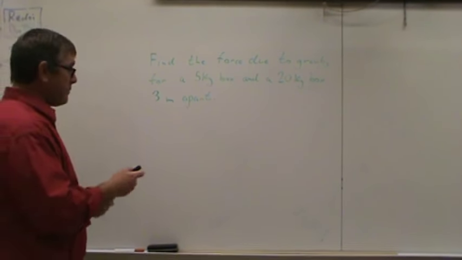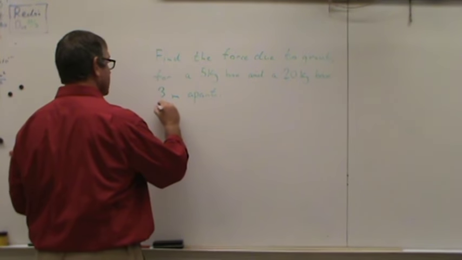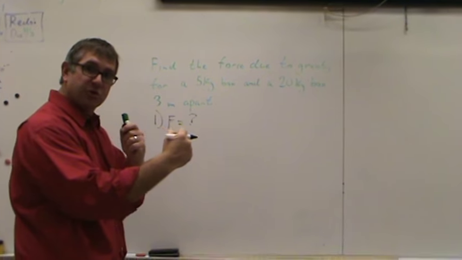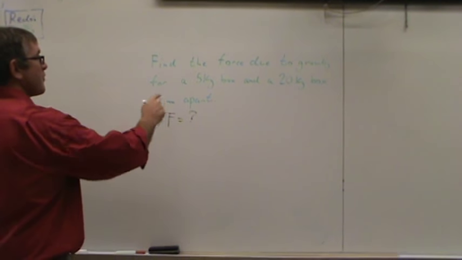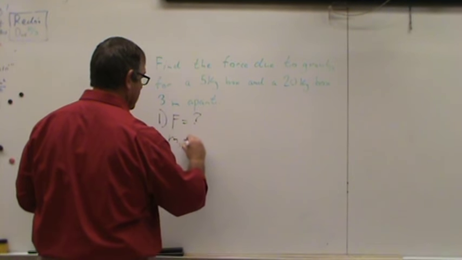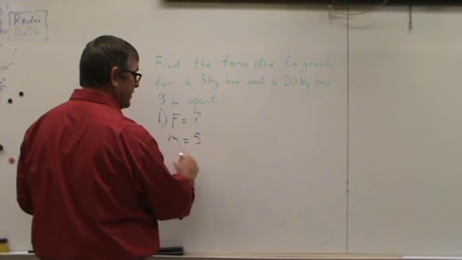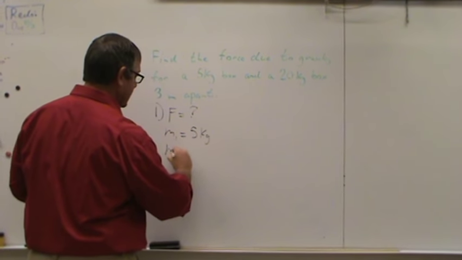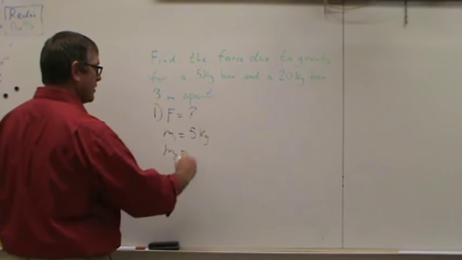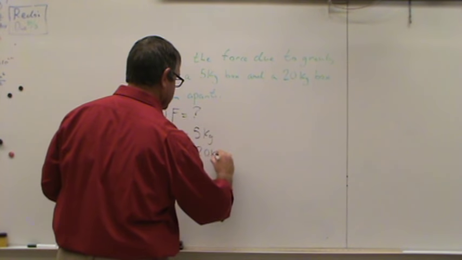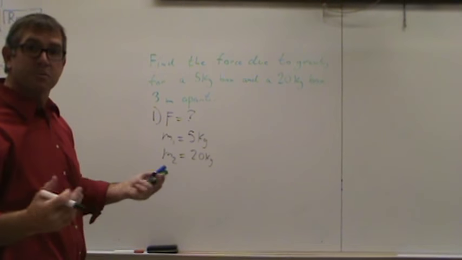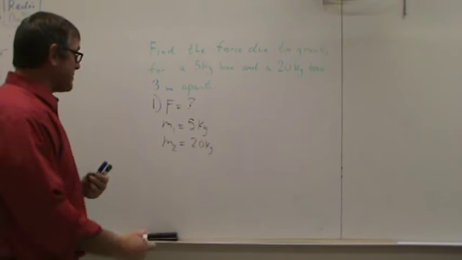So in this problem, we're looking for the force between two objects. The force due to gravity between two objects. For a 5 kilogram, we use the variable m1 because it's the first object. And a 20 kilogram, the second mass, the variable m2, being 20 kilograms, a box 3 meters apart. So the distance between them is 3 meters.